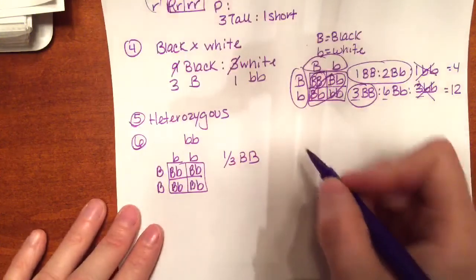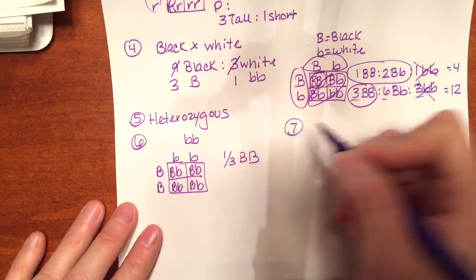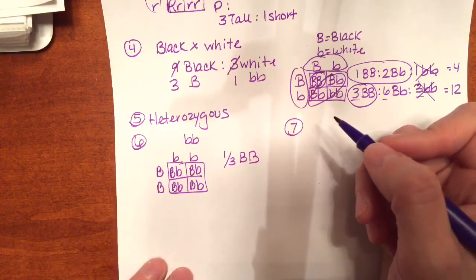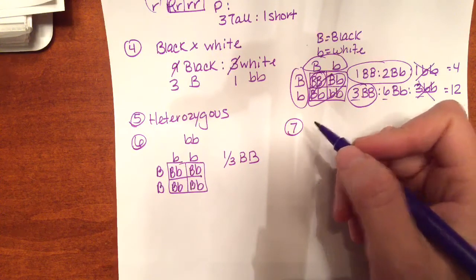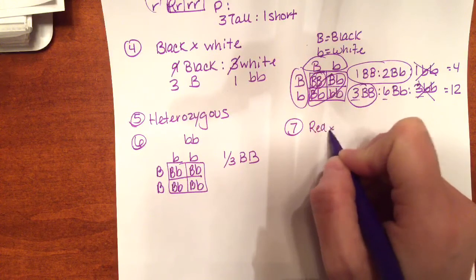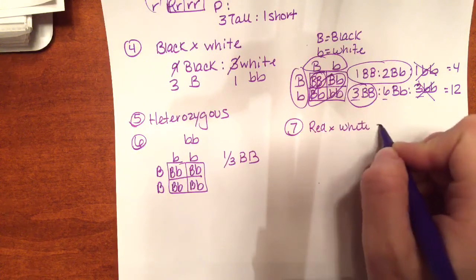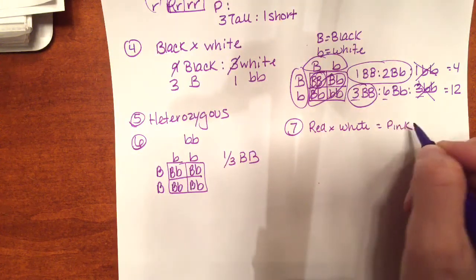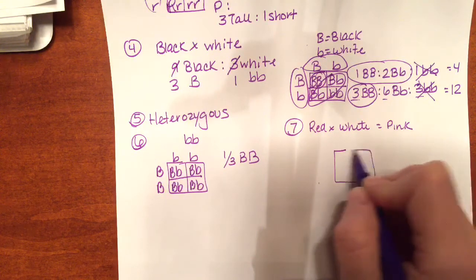All right, 7. 7 is dealing with incomplete dominance. So you have a white petunia crossed with a red, and all the offspring are pink. So this is the blending. Red crossed with white equals pink. Show the Punnett square for this cross.